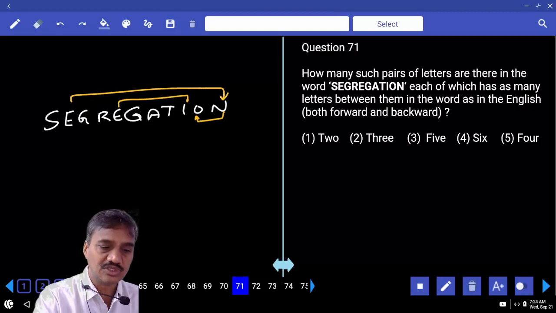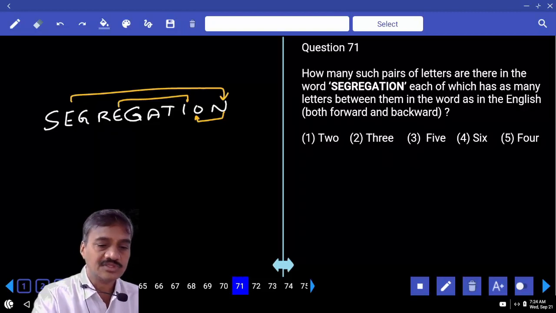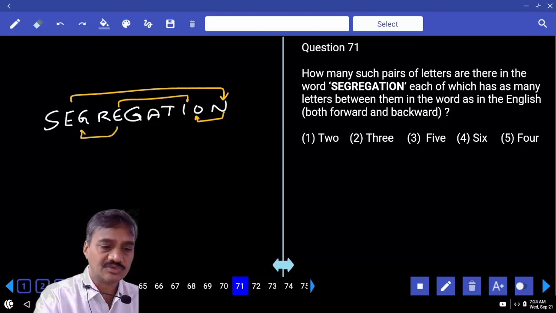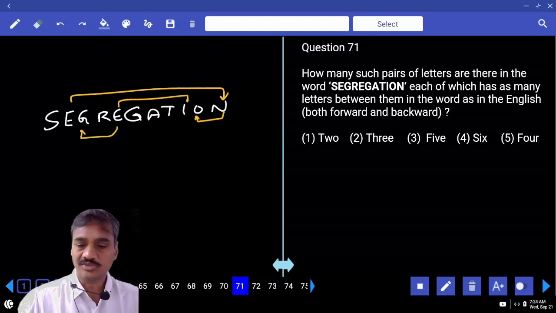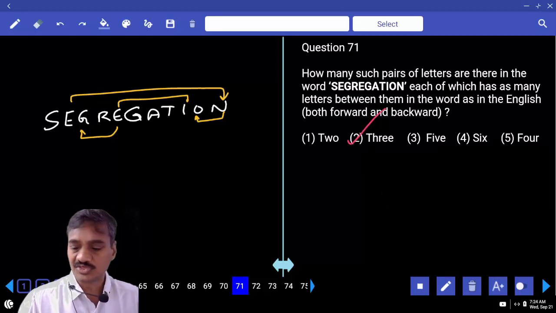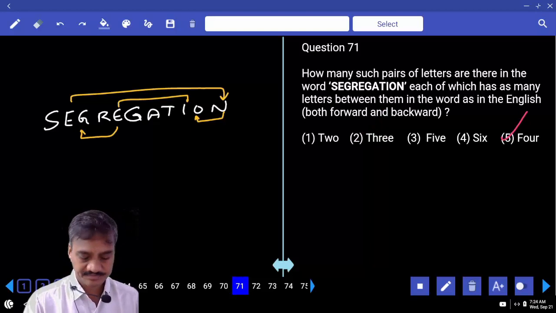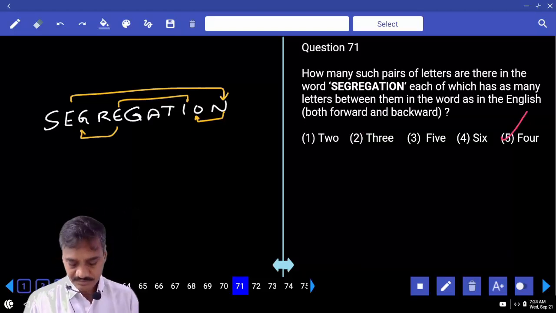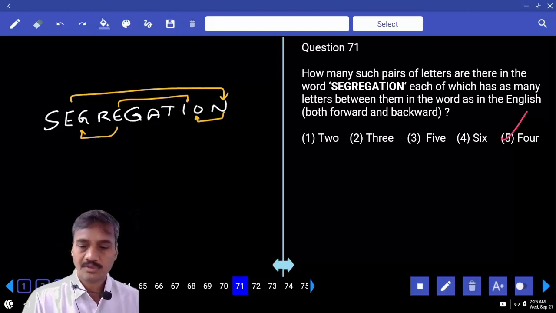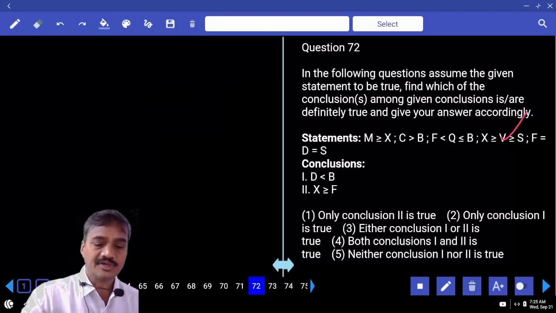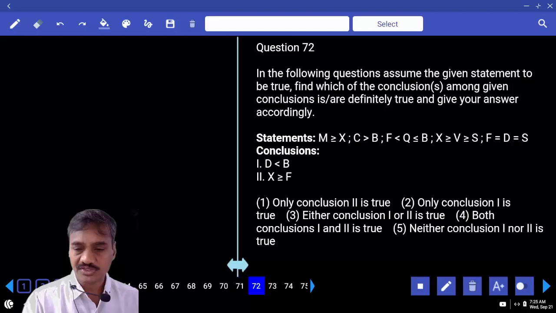A, B, C, D, E, F, G. G, H, I, J, K, L. E, F, G. E, F, G, there is one more. E, F, G, and that's it. Clear? And so how many pairs we have? 4 pairs altogether. And 4 is given in the choice for question number 71. Then the next one, 72. Now this 72 is based on coded inequalities.